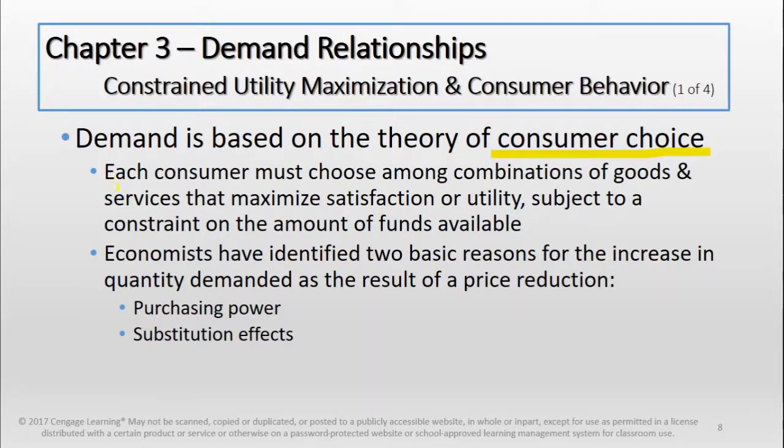So each consumer must choose among combinations of goods or services that maximize satisfaction or utility, which is still subject to a constraint on the amount of funds available. Now, economists have identified two basic reasons for the increase in quantity demanded as a result of price reduction. So you have these two reasons. First is the purchasing power.